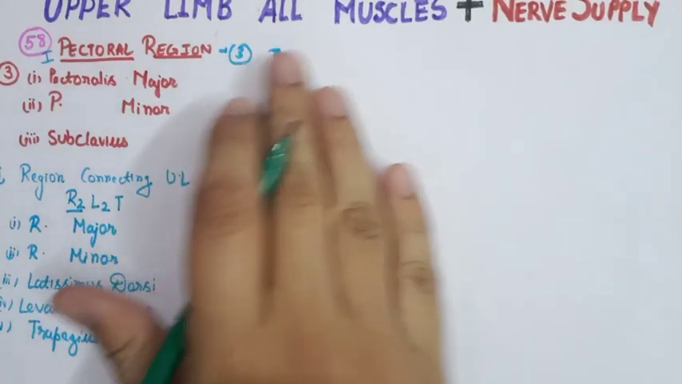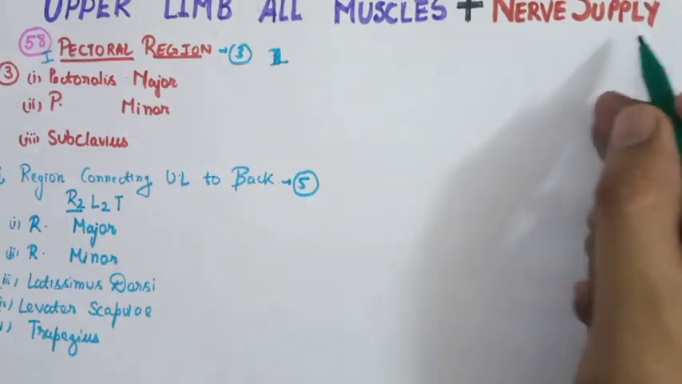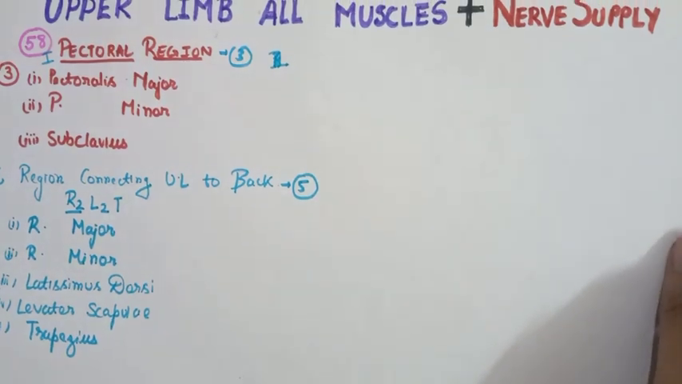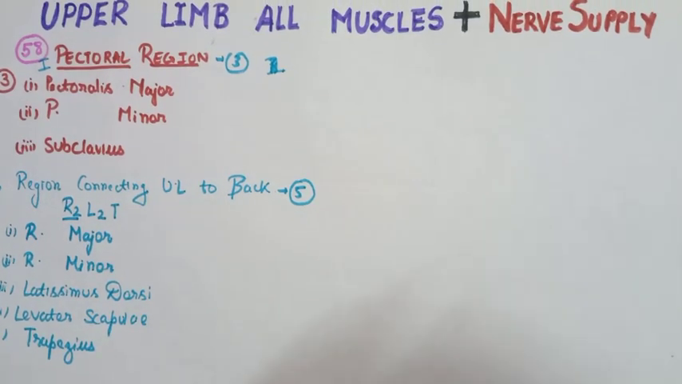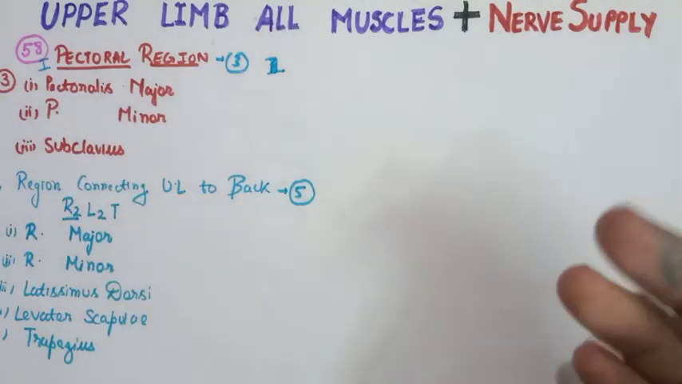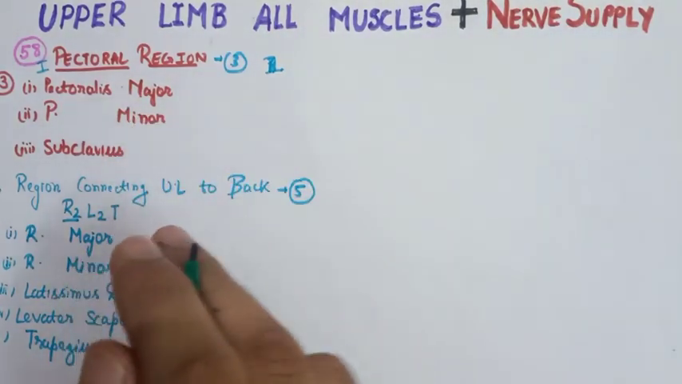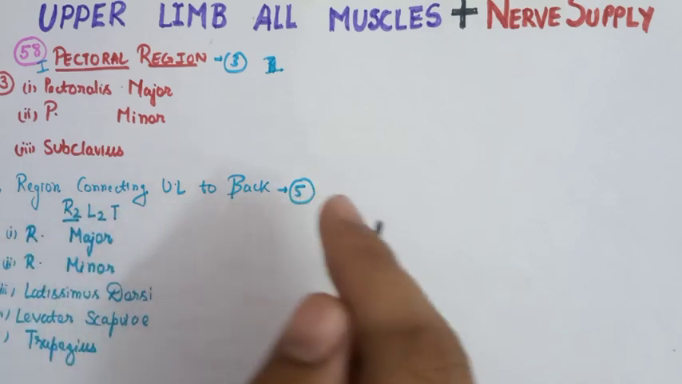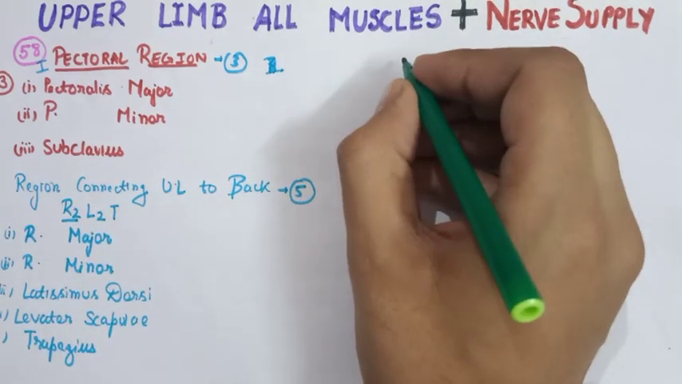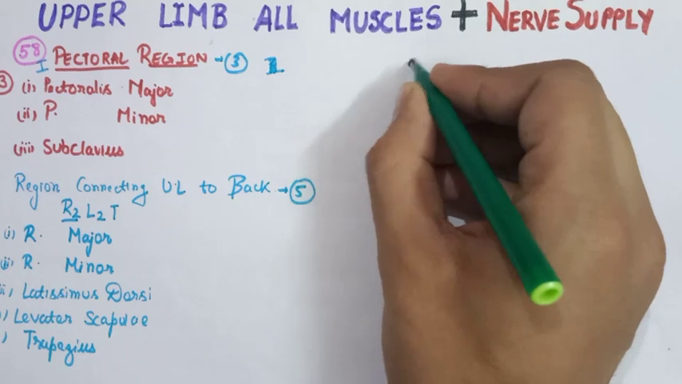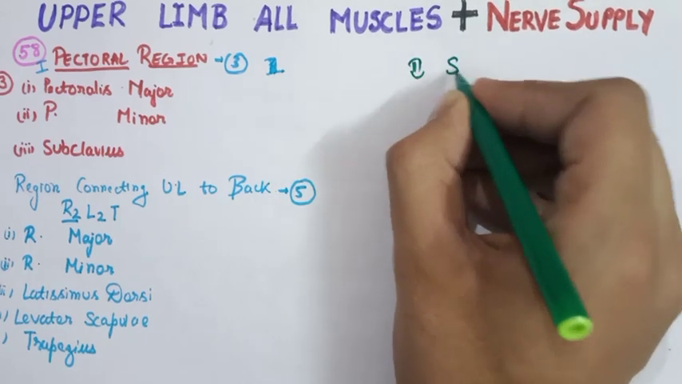You should leave some gap here because we have to also discuss the nerve supply. The heading of the topic was the upper limb, all muscles along with the nerve supply. So leave some gap, then we'll discuss the nerve supply at the last. We have discussed the pectoral region, and the region connecting upper limb to the back. Then we have the third region, which is called the scapular region.